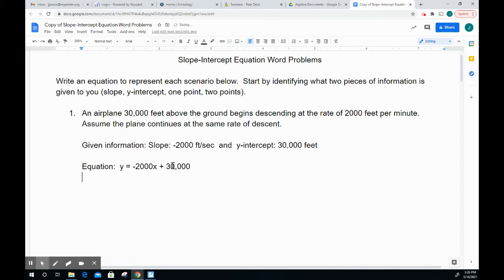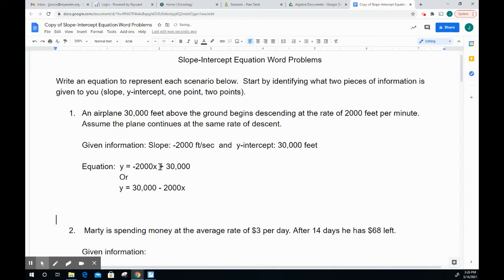You can also write this as, some of you might like this better, y equals 30,000 feet, and then you're taking away 2,000 feet every minute. So there you go. That might make a little more sense to those of you who are looking at the situation and going, why are we adding? Well, we're not. We're starting at 30,000 and then taking away 2,000 every minute, feet per minute.